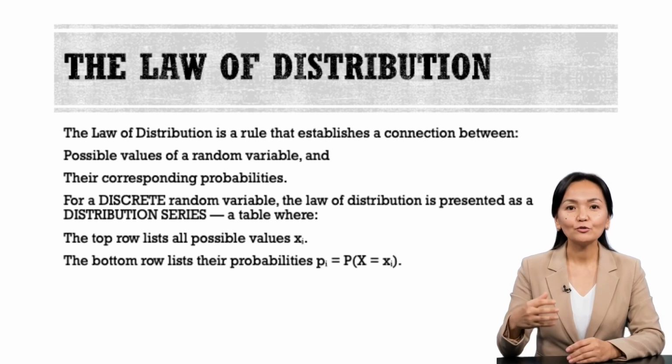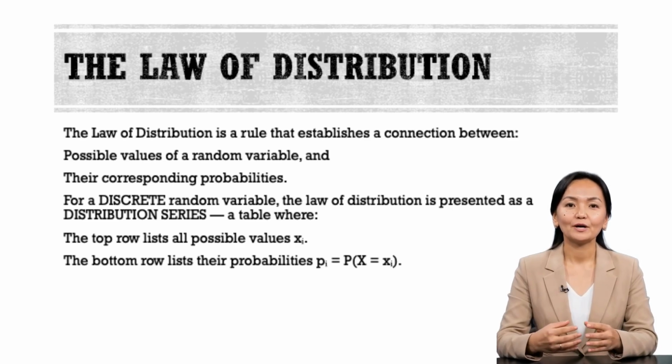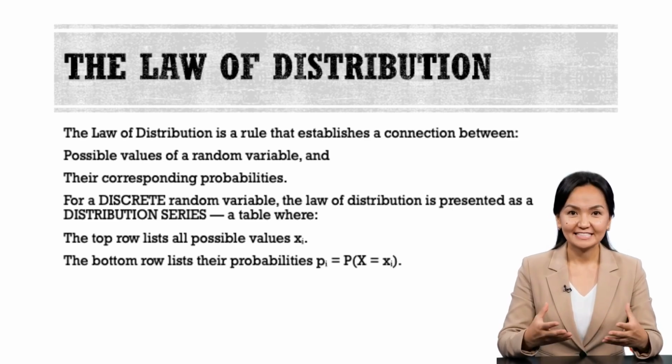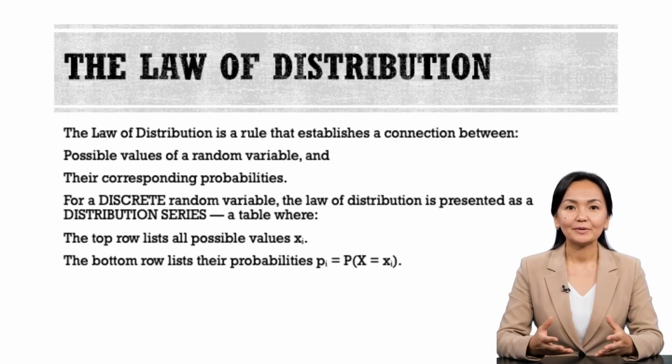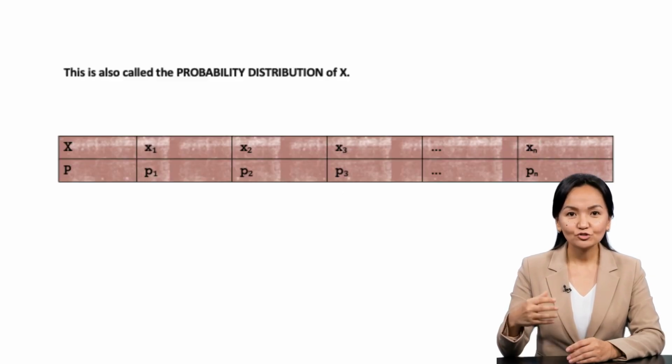Now let's introduce the law of distribution. This is a rule that establishes a connection between the possible values of a random variable and their corresponding probabilities. For a discrete random variable, the law of distribution is presented as a distribution series, which is simply a table. In this table, the top row lists all possible values x_i, and the bottom row lists their probabilities p_i, where p_i equals the probability that X equals x_i. This table is also called the probability distribution of X. As you can see, it's a very straightforward representation.